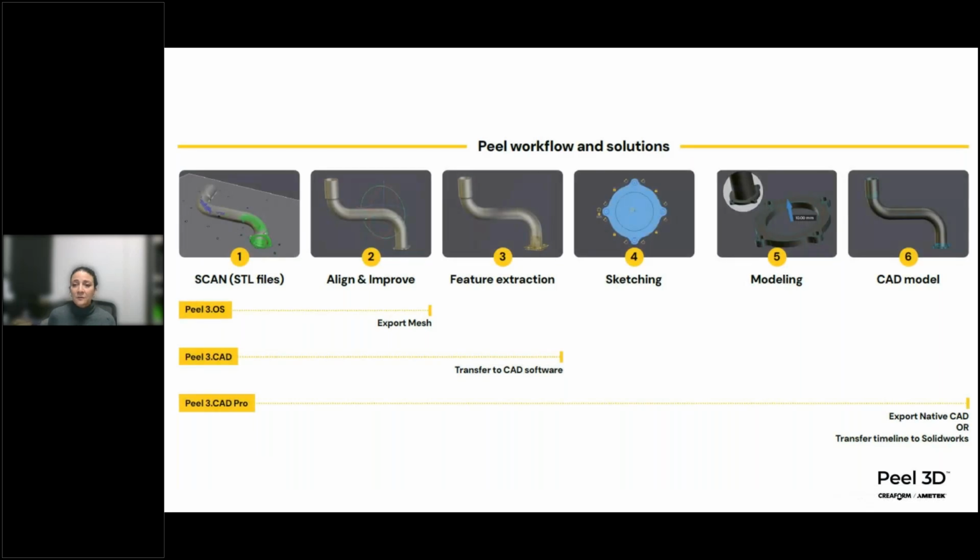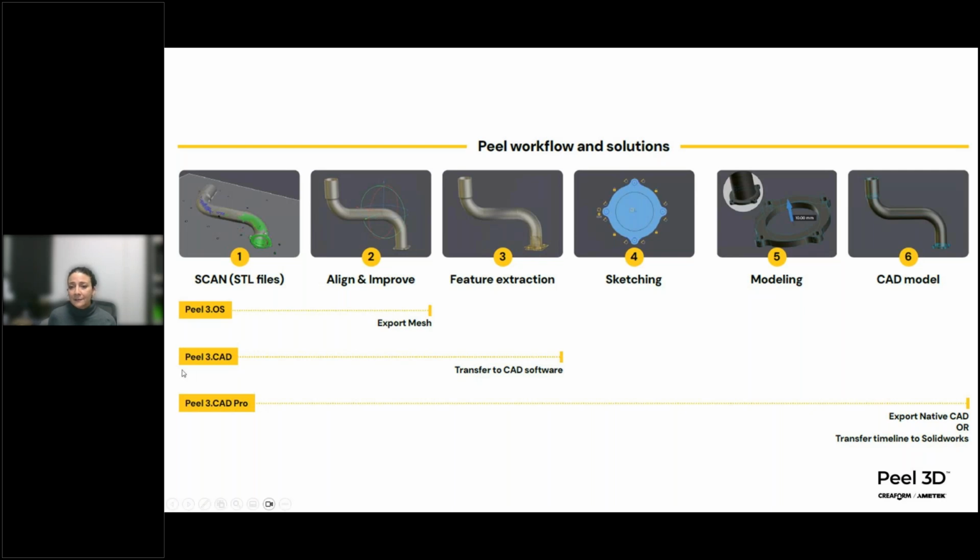Now, let's review the different Peel workflows and solutions that we'll have. So number one, the Peel 3.OS, that's the first yellow line you see here. This is where a user can scan, align, and do basic improvements on the mesh, and then export it as an STL or OBJ file. This comes standard when you buy just the scanner alone. That's what you'll see as the Peel 3 on our website.